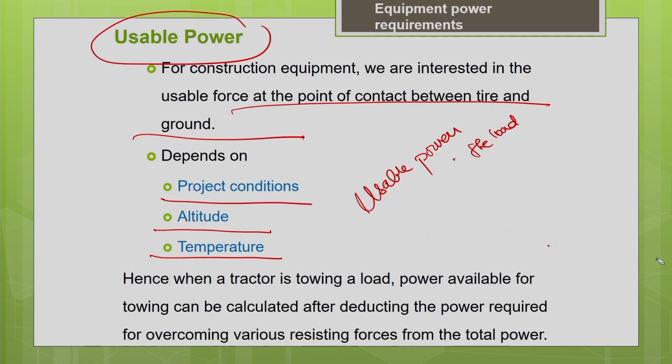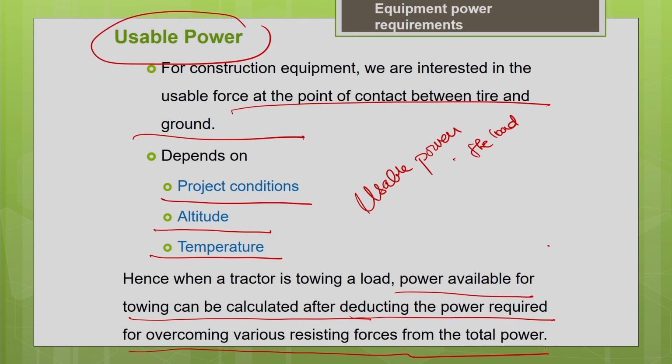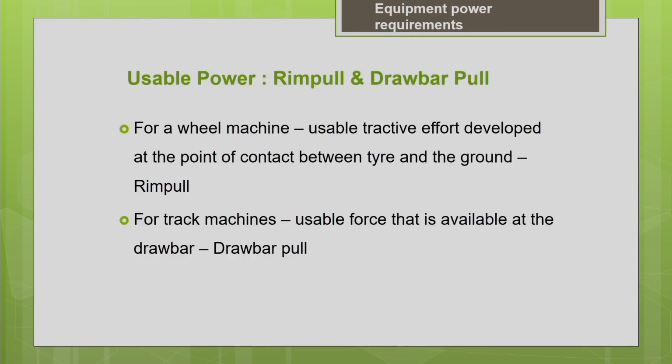So when a tractor is towing the load, the power available for towing can be calculated after deducting the power required for overcoming the various resisting forces from the total power. So this we have to keep in mind. This is nothing but the usable power. The usable power you can express in terms of rim pull or drawbar pull.